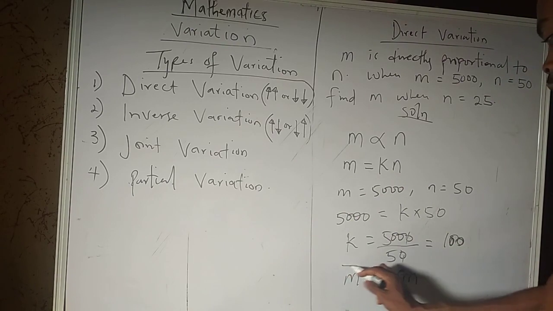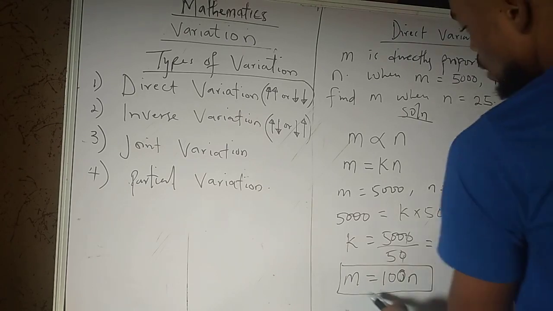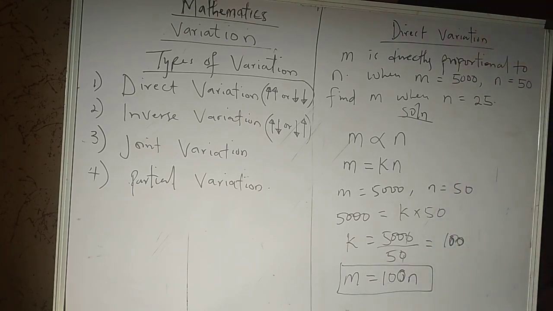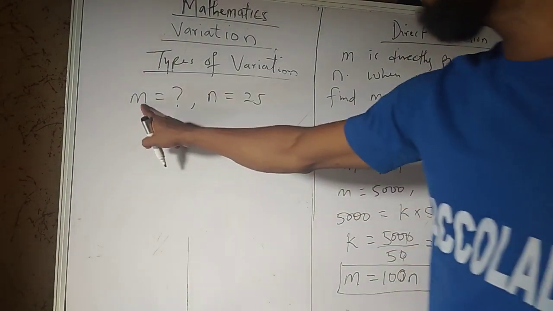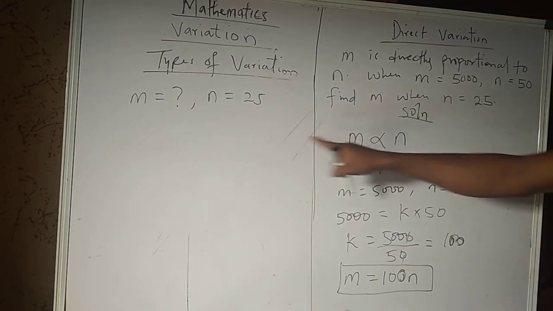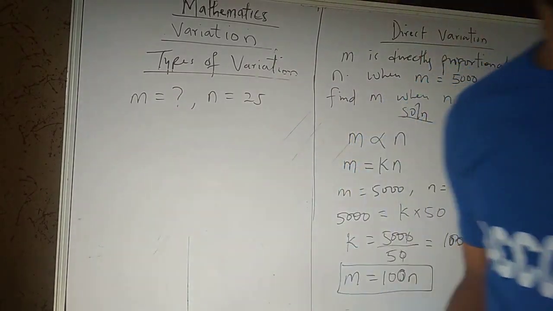So you could be asked to find the relationship between M and N. That's the relationship. The relationship is that M is equal to 100 times N. Now that we have this, the question also says that we should find M when N is 25. Here, M we don't know because that's what they ask us to find. But N is 25. We don't know M, that's why we use this question mark for it.